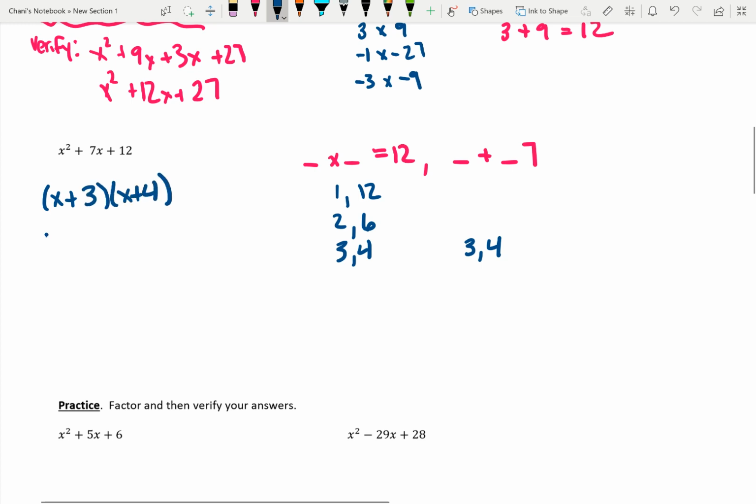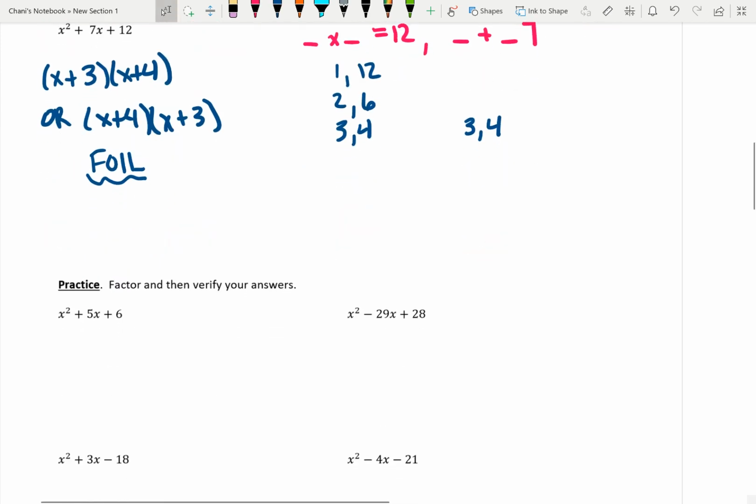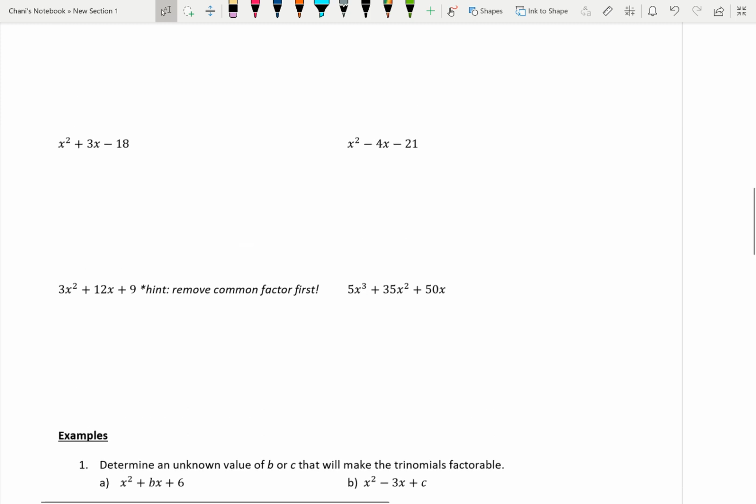Now, notice you could also do x plus 4 times x plus 3. The order doesn't matter. Okay, and again, you could FOIL to show that it is correct because you would get back to the original. Okay, here's an opportunity for you to practice.